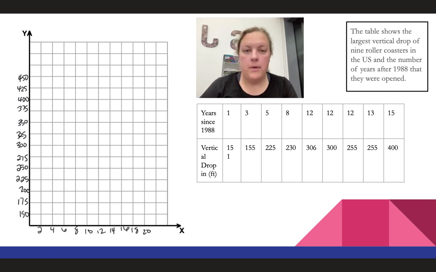Okay, so on the bottom of page 42, you have a set of data. This data shows the largest vertical drop of 9 roller coasters in the US and the number of years after 1988 that they were opened. In your data here, we have years since 1988 and the vertical drop in feet. So we are going to make our table. Here is a good chance right now to pause and make sure that your table, your graph, and scale values match mine. We're going to talk about them here in just a moment.